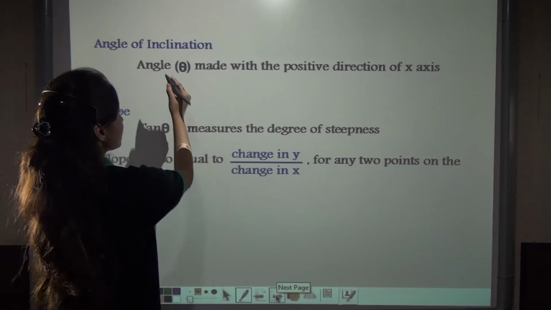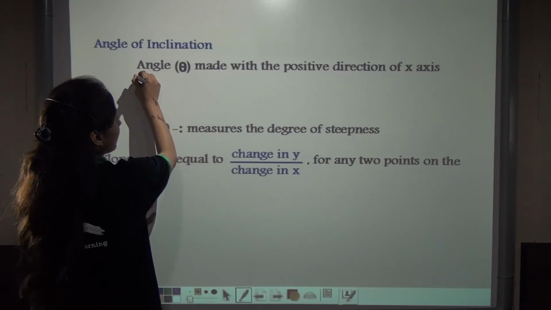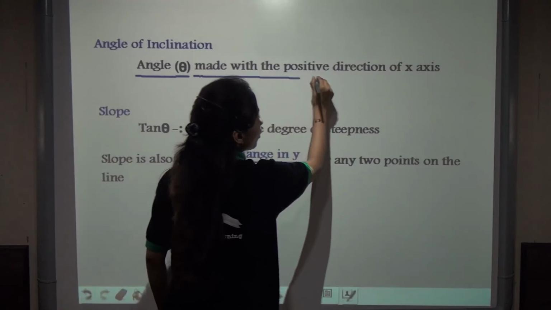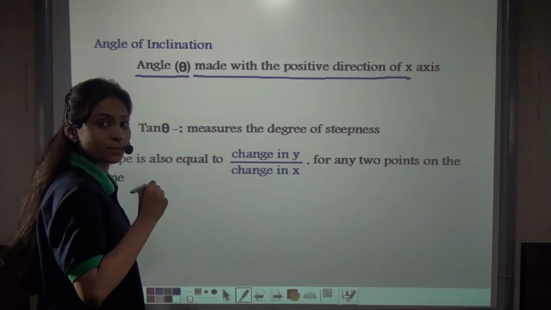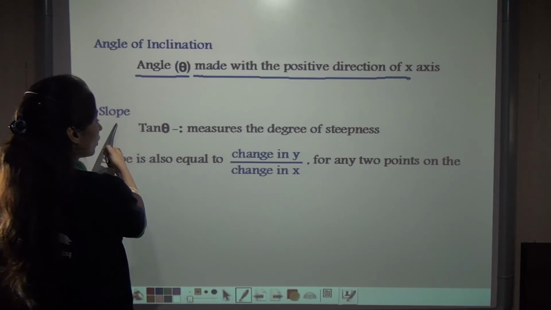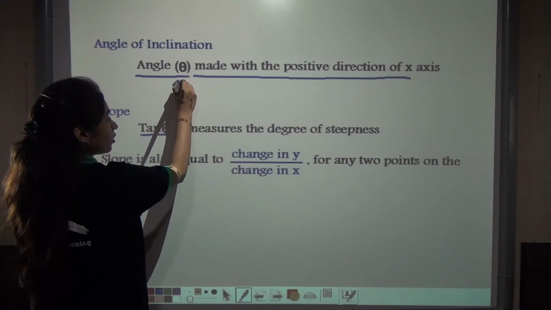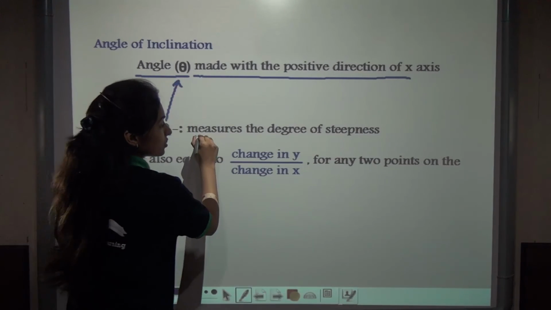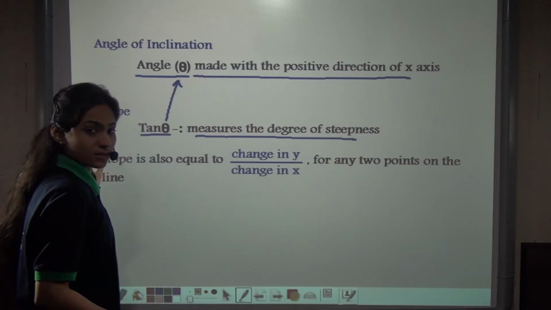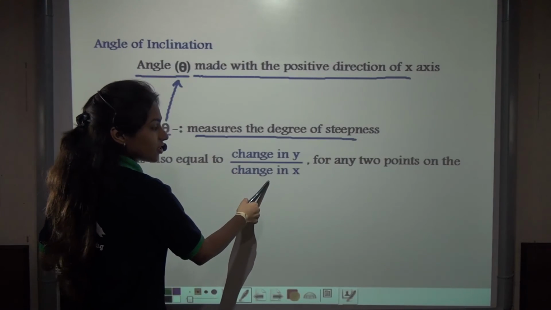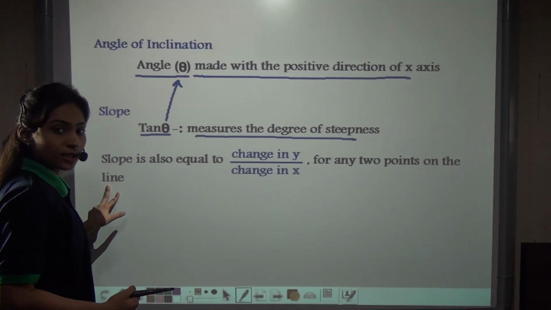So now you know what is angle of inclination. Angle of inclination is the angle, say theta, made with the positive direction of the x-axis by the oblique line. Now what is slope? Slope is actually this tan theta, where theta is the angle of inclination. This measures the degree of steepness. Or you can also find out with the help of change in y by change in x for any 2 points on the line.